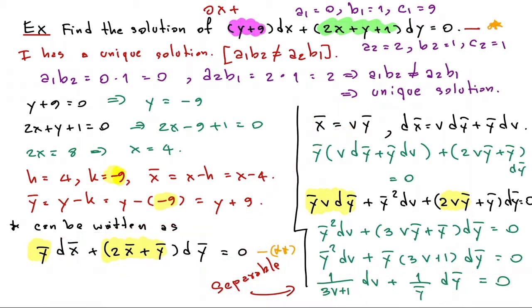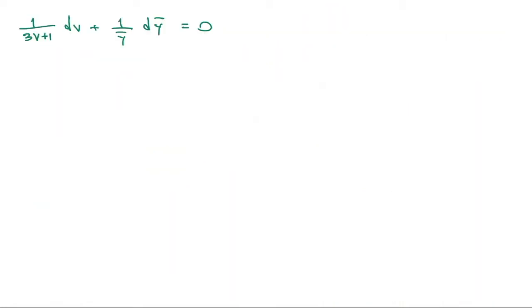So I'm gonna copy this to the next page as we ran out of space. Okay guys, so we're gonna solve this using the separable techniques. So basically we're gonna just integrate throughout the equation, right? So this becomes a constant term, right? So let's look at each integral. So here is 3v plus 1 dv.